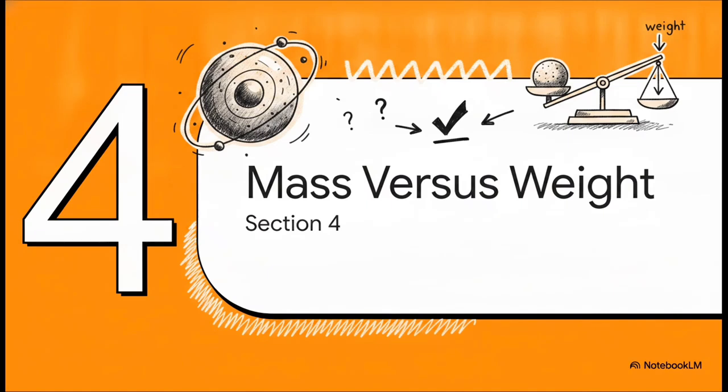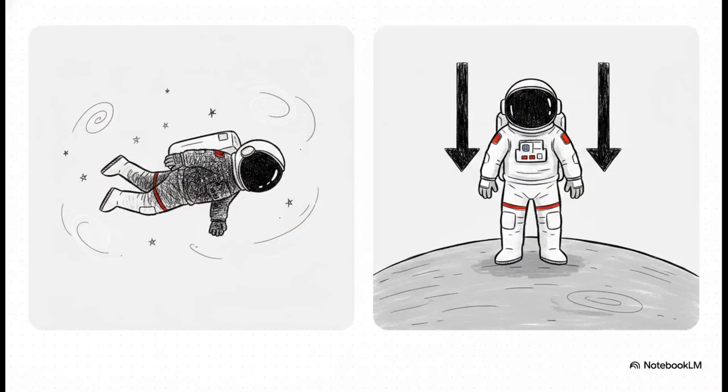Next up, Section 4, mass versus weight. Okay, we need a quick conceptual palate cleanser here to distinguish between two highly confused terms, mass and weight. We're all guilty of using these interchangeably in everyday life, but in physics, mixing them up is pretty much a cardinal sin. So let's clear it up. Your mass is an inherent, totally unchangeable measure of your physical inertia. It is literally how much stuff you're made of, measured in kilograms. If you blast off into deep space, your mass stays exactly the same.